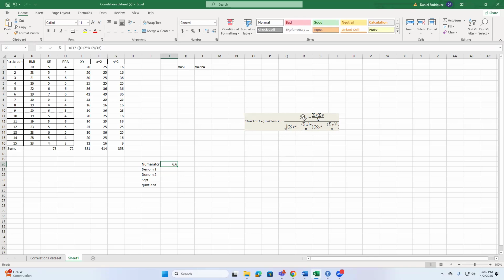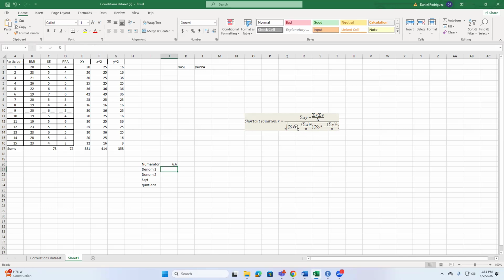So based on the equation, I need the sum of x times y. That was given by cell E17, right? E17 right here, minus the product between the sum of x and the sum of y. So that's C17 times D17 right there. And that's divided by 15. And I have to match all of my parentheses. If you mess up on that, Excel will correct it for you. It'll say, well, did you mean this? And then you check and see if you did.